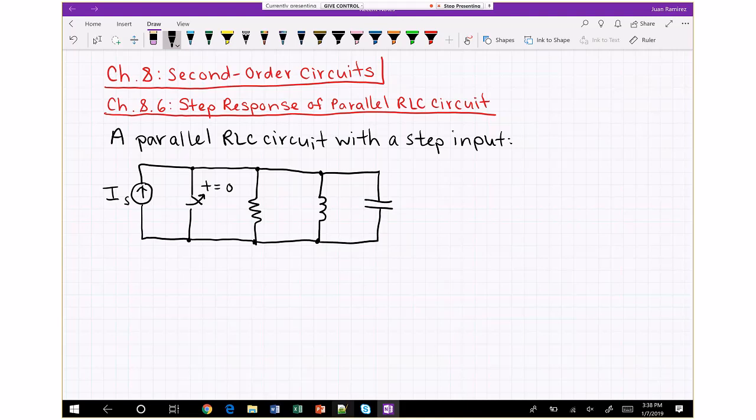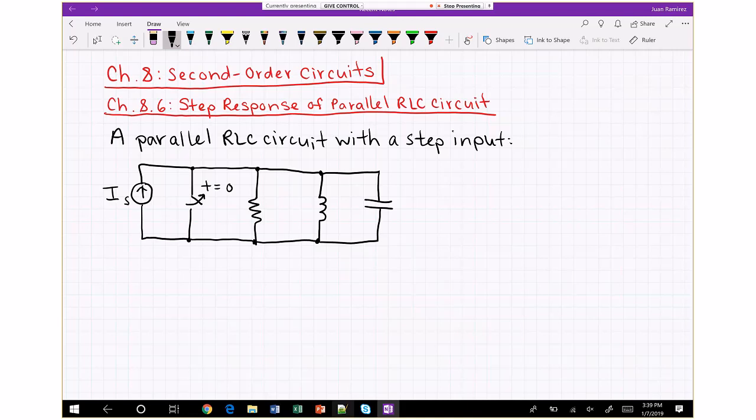Okay, so we have our current source. The switch is in parallel with the current source, not in series. Why is that? Well, that's because before the transition, the switch is closed, meaning all the current of the current source goes through a short circuit. None of it actually goes through the resistor, inductor, or capacitor. Because it's a short circuit, the voltage at the current source is actually zero.